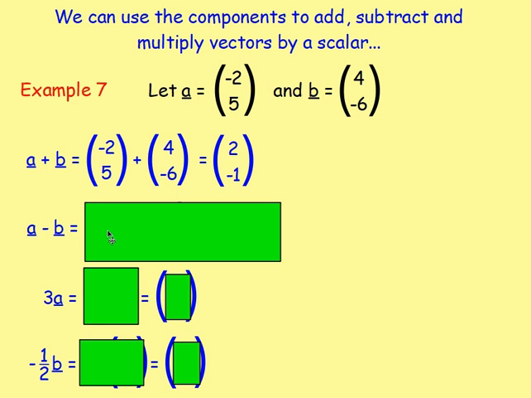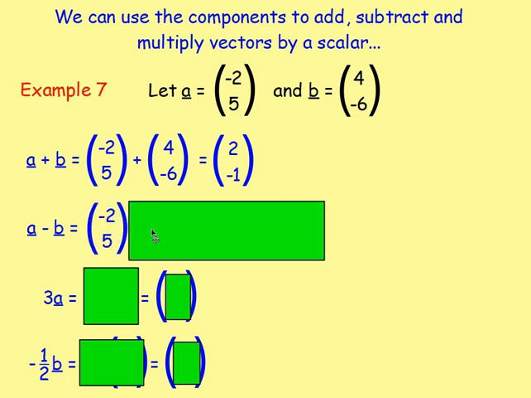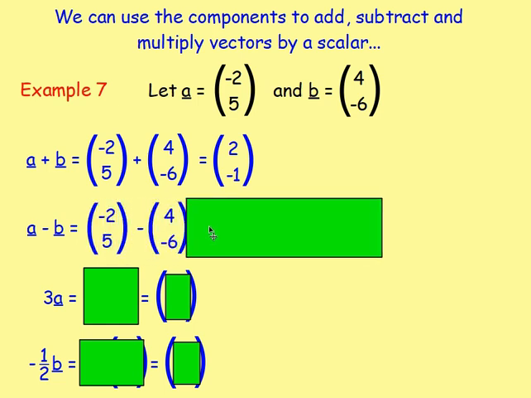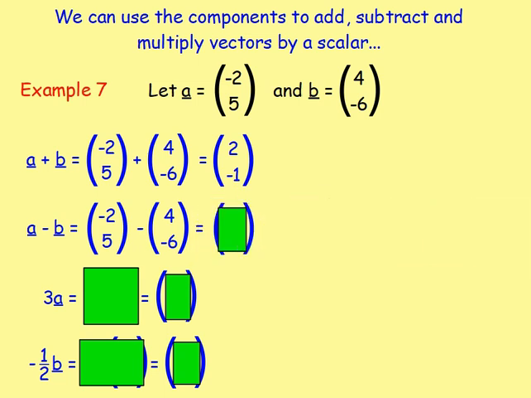If you're subtracting the vectors, if you do A take away B, well, vector A is -2, 5. You're taking away the 4, -6. If you do that, again, all you do is -2 take away 4. It gives you -6. And 5 take away -6. What happens when you take away a negative? You add! So it's really 5 add 6, which is 11.